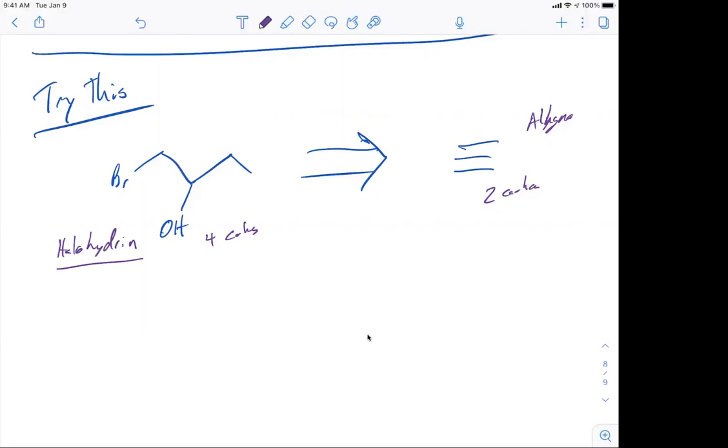And so we're going to need to add 2 carbons, and we're going to be changing from an alkyne to a halohydrin. Well, halohydrins come from alkenes, and alkenes, right? Let me draw my arrow the right way.